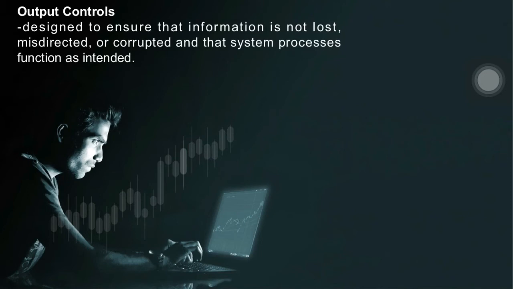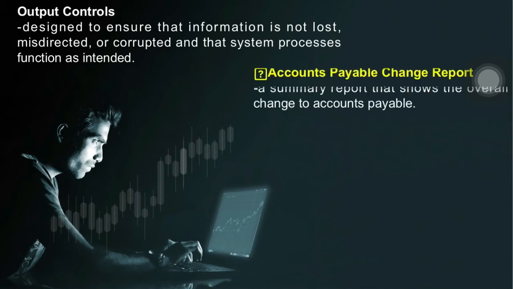Output control can be designed to identify operational and internal control problems. Output controls include an accounts payable change report, a summary report that shows the overall change to accounts payable. This figure should reconcile with total vendor invoices received, total cash disbursements, and the general ledger.